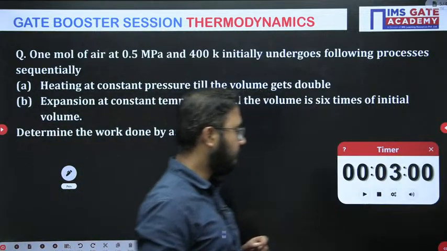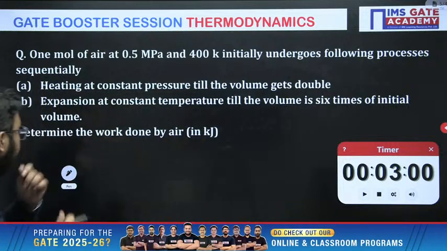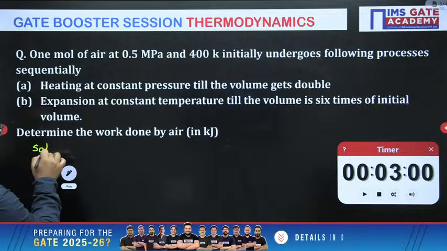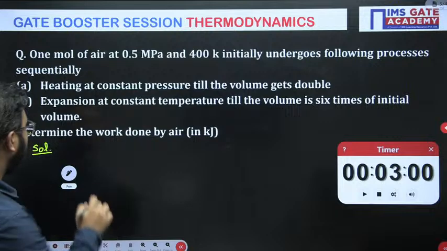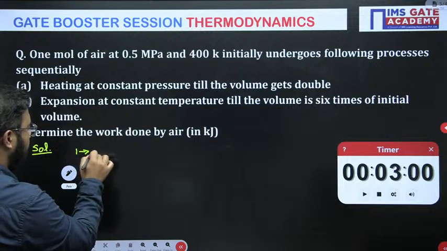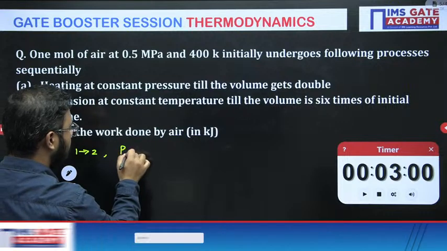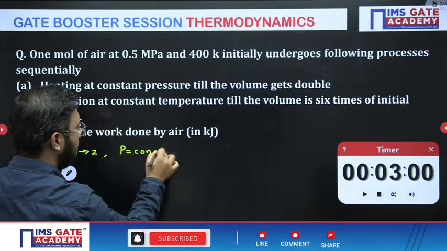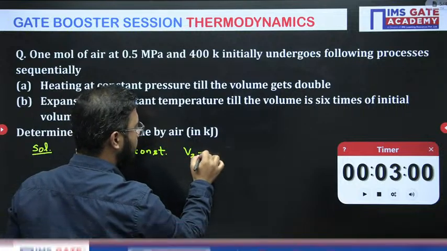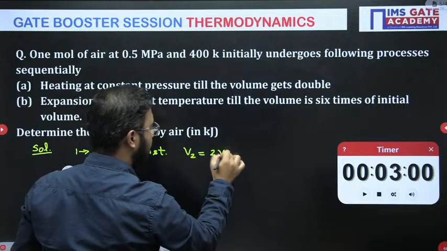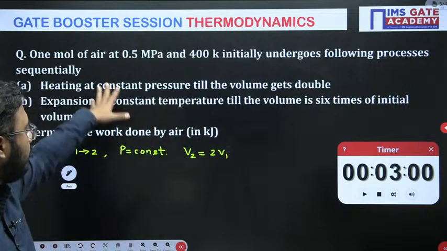Time's up. Now, please understand this particular question, it is very important. How will we approach this question? Let us consider the 1 to 2 process. Heating at constant pressure, till the volume gets doubled. So the final volume, let's suppose V2, will be twice V1. This is the information they have given. I have written all the information that they have mentioned.